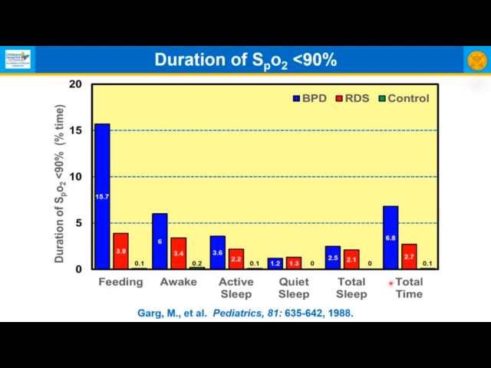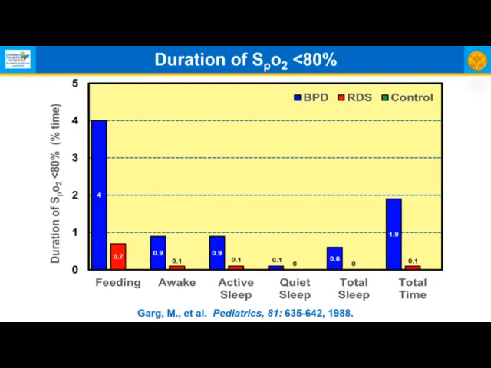The practice at the time this study was done was that blood gases were done to assess gas exchange. Now, blood gases, by definition, are done during wakefulness. And so it was assumed that if somebody had a normal blood gas, they had normal oxygenation. And what this study really showed for the first time is that feeding, which is about the most exercise a baby does, and sleep were in fact associated with hypoxia. This shows duration of saturation at less than 80%.